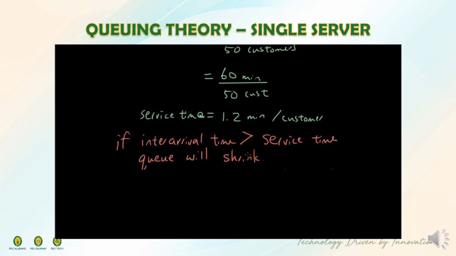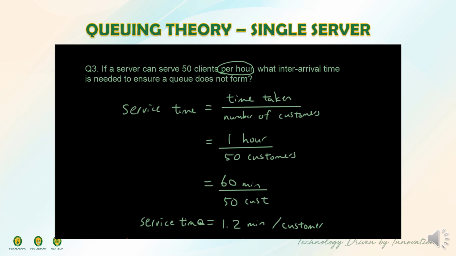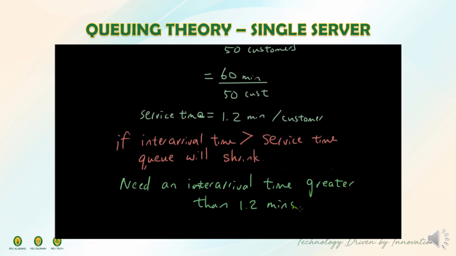So we basically need an inter-arrival time greater than 1.2 minutes, because it takes you 1.2 minutes to serve a customer. If customers are arriving with an inter-arrival time bigger than 1.2 minutes, then gradually the queue will shrink, and the queue is never going to grow.